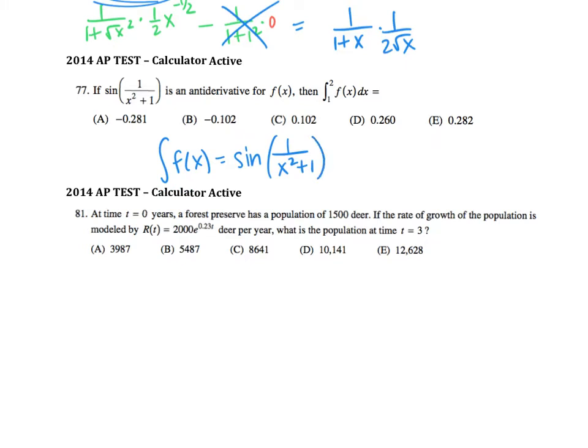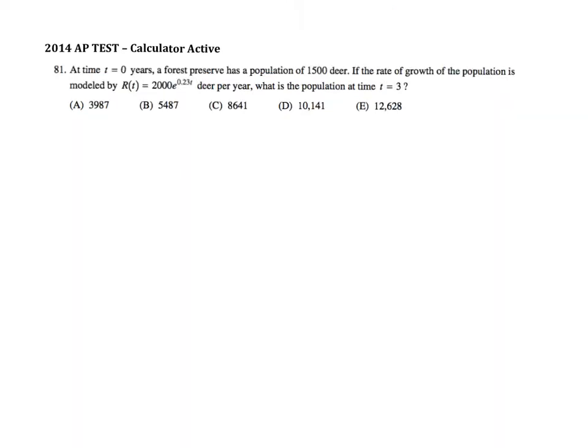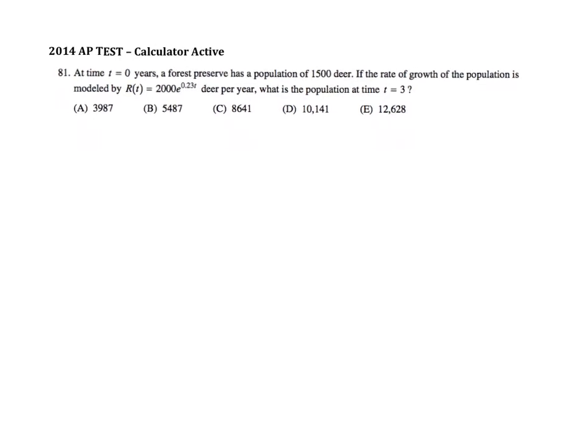They said then the integral from 1 to 2 would just be that antiderivative from 1 to 2. So I'm going to plug in 2 to my antiderivative minus plugging in 1 to my antiderivative. That would be the sine of 1 over 2 squared plus 1, which is 5, minus the sine of 1 over 1 squared plus 1, which is 2. You can use your calculator and you will get negative 0.281. Answer A.